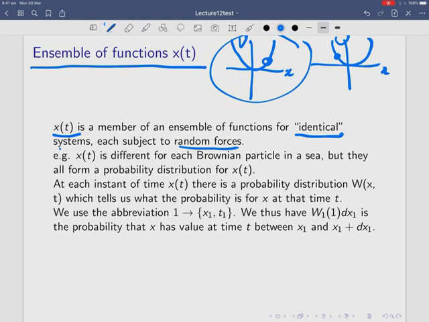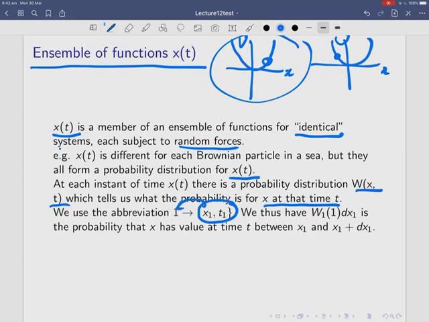Now it's pretty clear that each of those particles is in some sense the same, but each of them will be doing a completely different random walk. Okay, and from that you can get a probability distribution of x of t. Okay, at each instant of time for x of t, there is a probability distribution W, which tells us what the probability is for x at that time t. Okay, so we're going to use the abbreviation which is used in the textbook, which is we're going to abbreviate x1, t1 by this number 1.